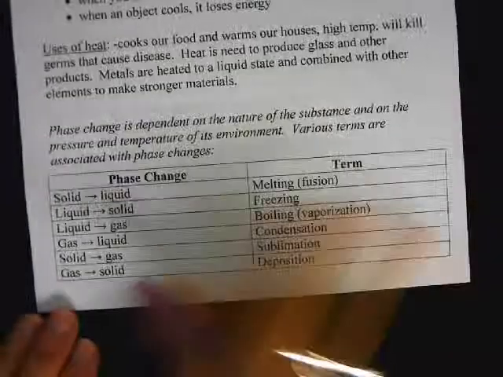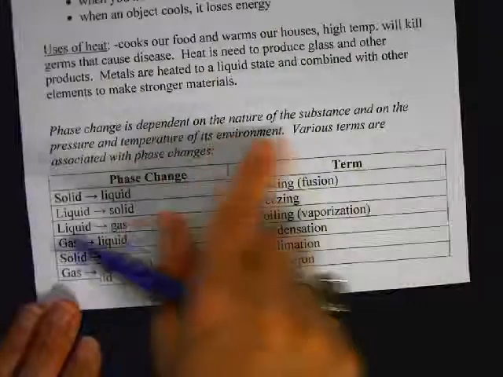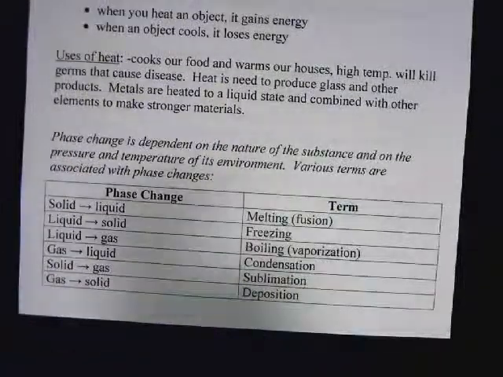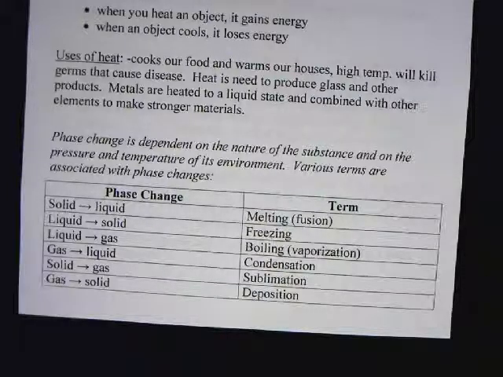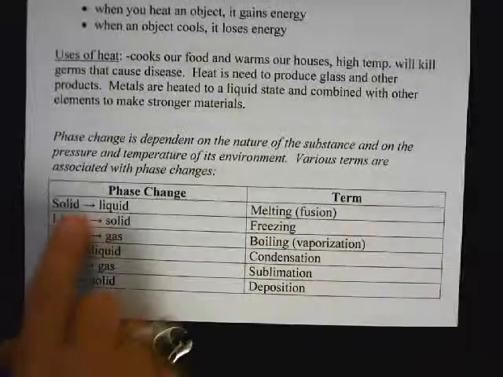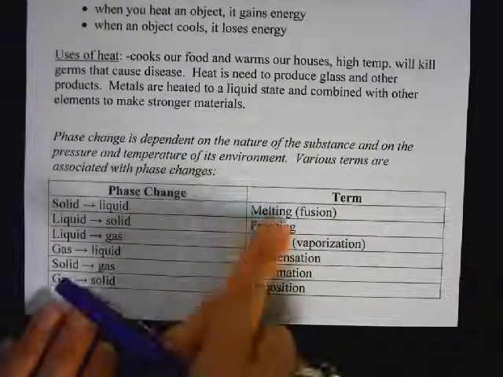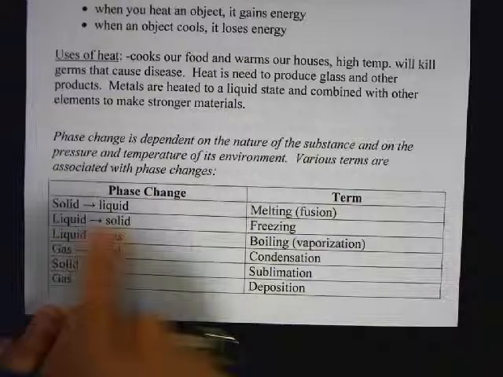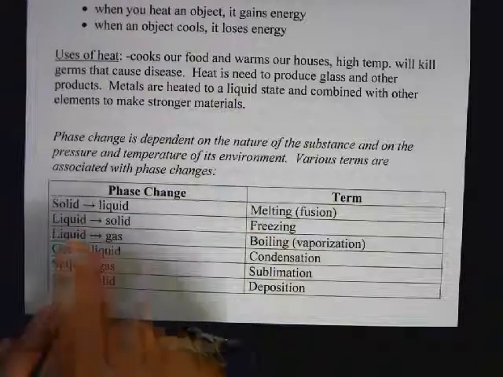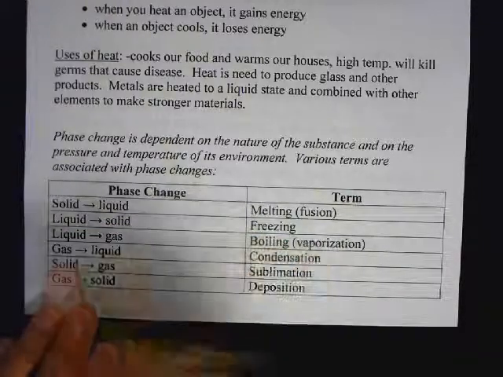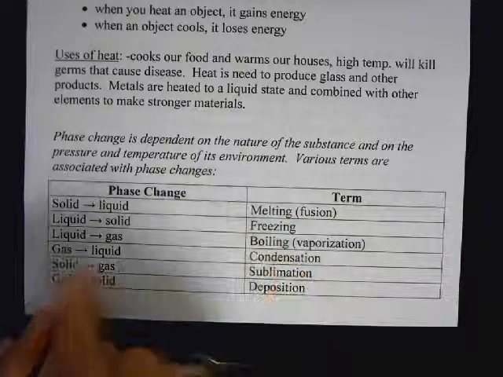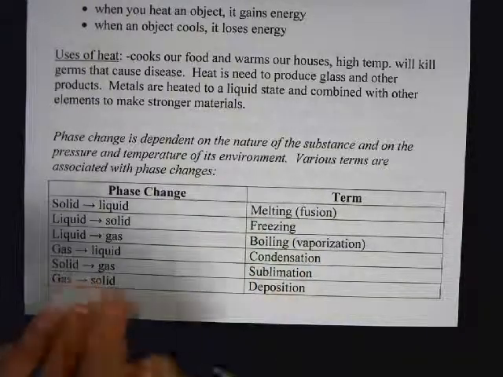All right, so now phase change is dependent upon the substance. So a phase change, we know that we can, like for water, go from ice, which is a solid, to a liquid, or to a gas. Okay. So from solid to liquid, this is called melting or fusion. From liquid to solid, this is called freezing. From liquid to gas, this is called boiling or vaporization. From gas to liquid, this is condensation. From solid to gas, sublimation.